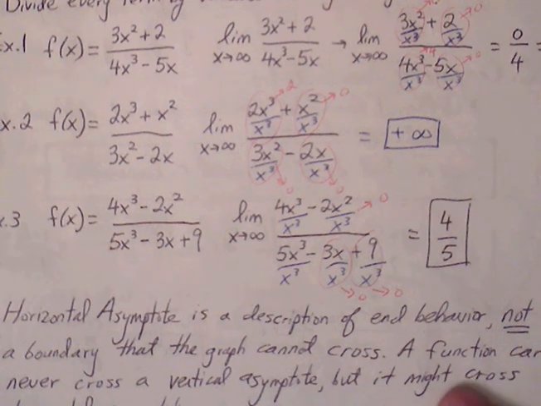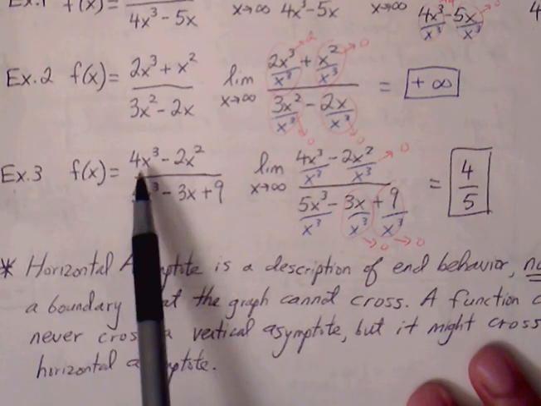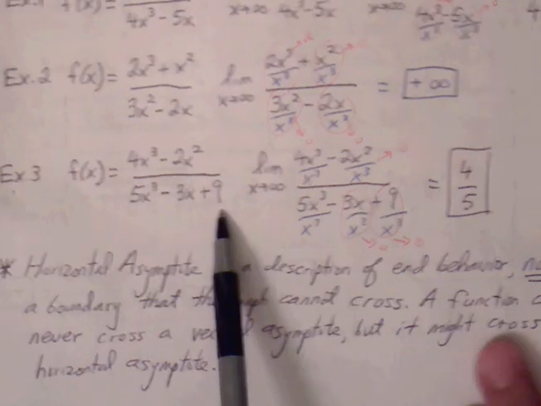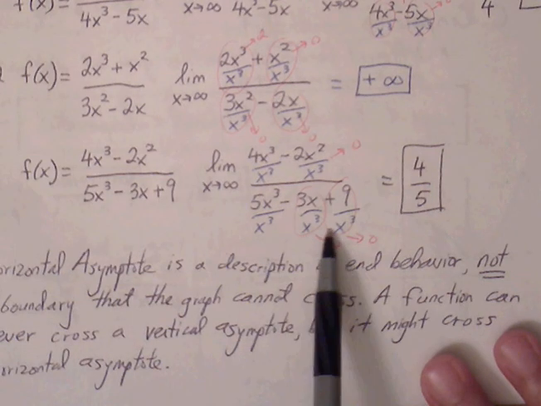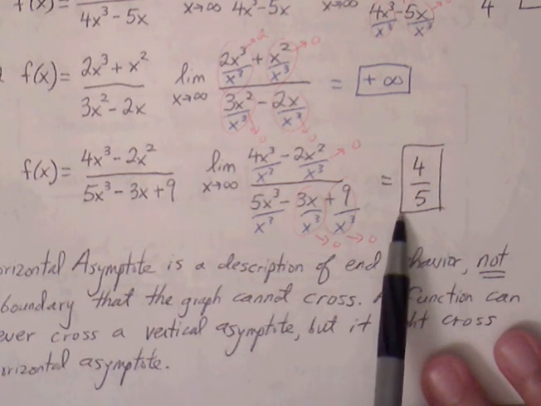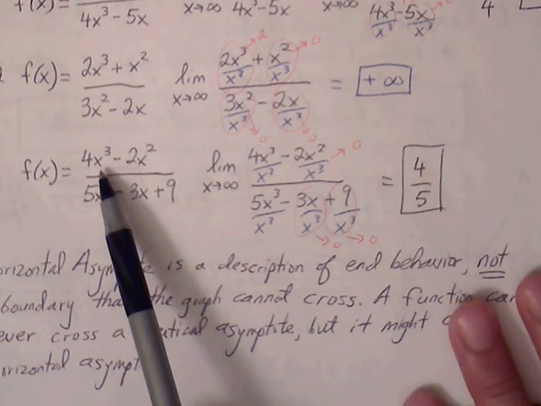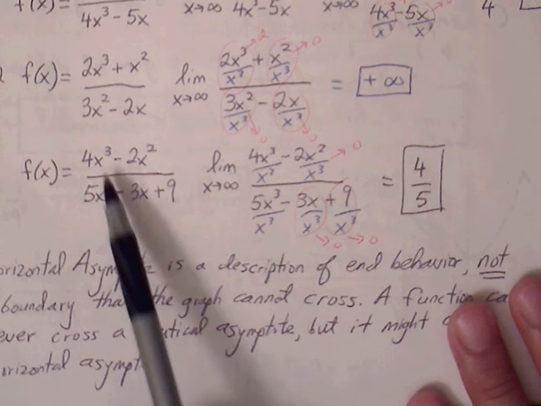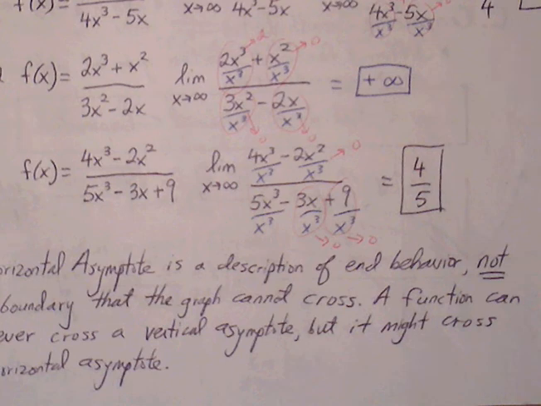Okay. Example 3. Here we have degrees that are the same, so if we divide every term by x cubed, we're going to get 4 minus 0 over 5 minus 0 plus 0, which is 4/5. And so therefore, again, just like before, if we see that the degrees of numerator and denominator are the same, we can simply identify the leading coefficients of both the numerator and denominator expressions.